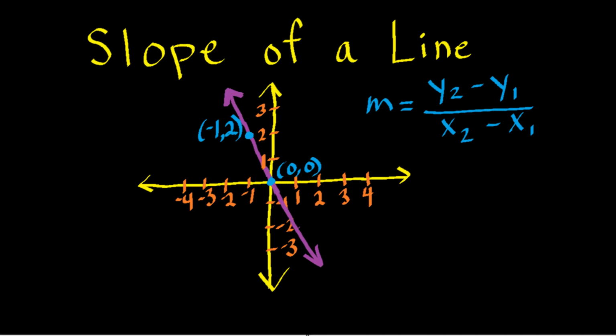Let's do it via the graphing method first. Start at the point on the left. To get to this point on the right, we need to head down 2, because we're going from 2 to 0, looking at our y-axis, and then we need to go across 1, since we're starting at -1 and we're going to 0 here.